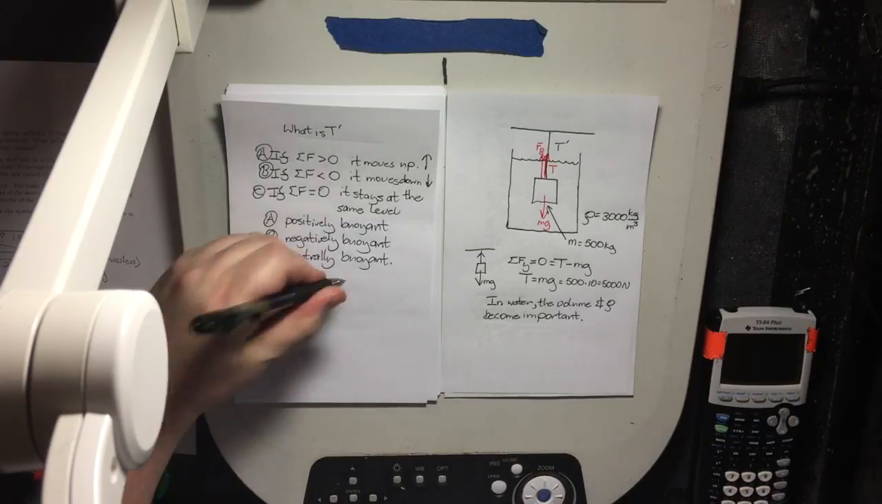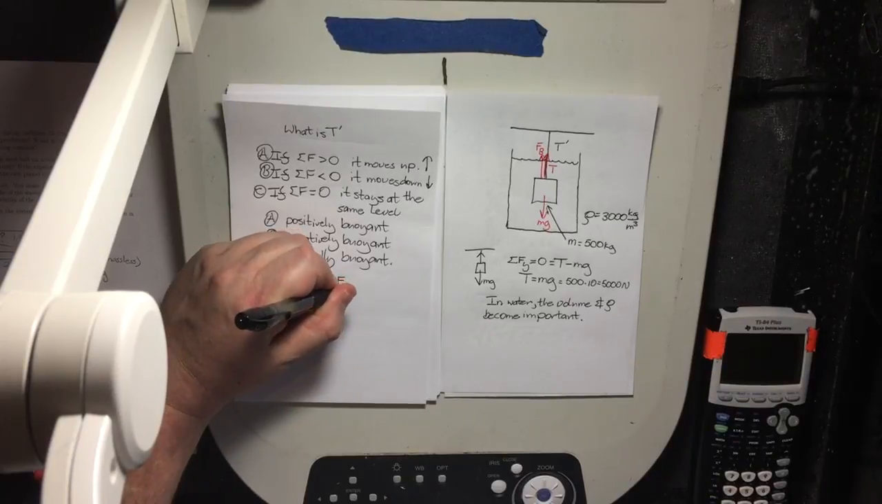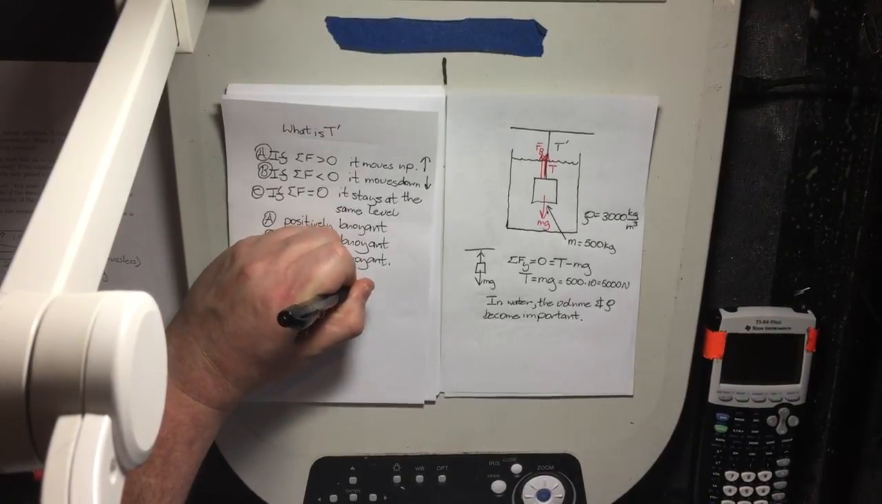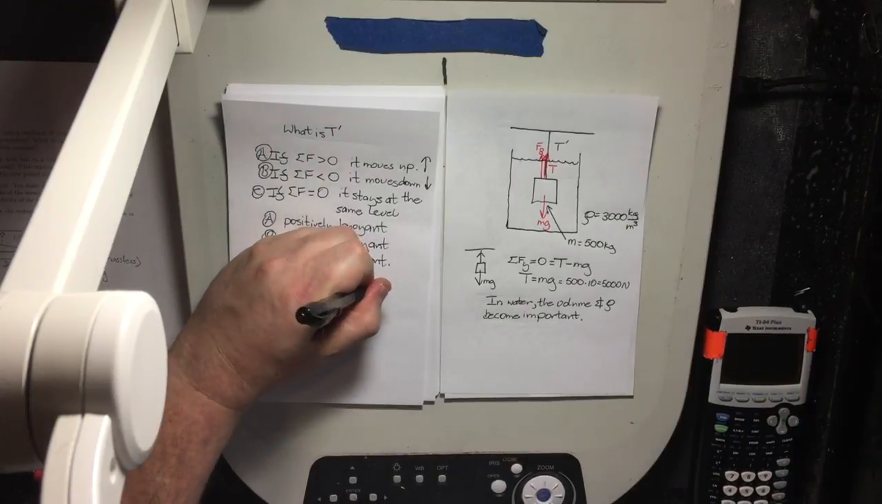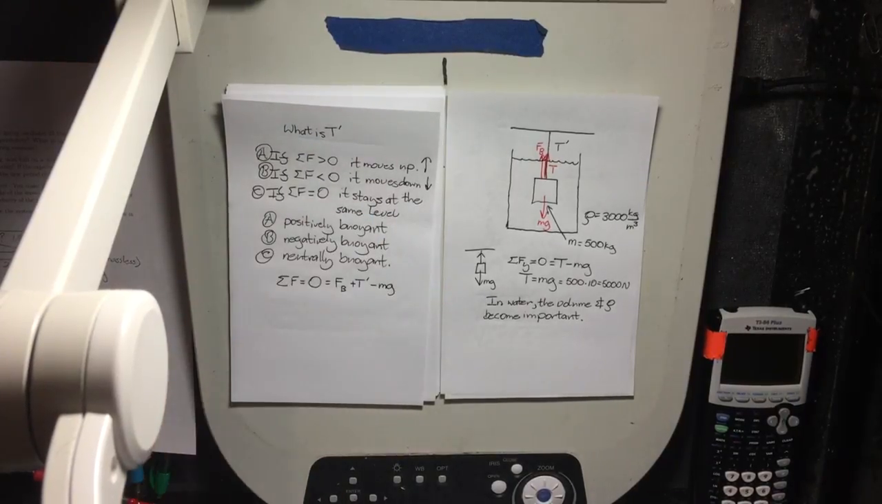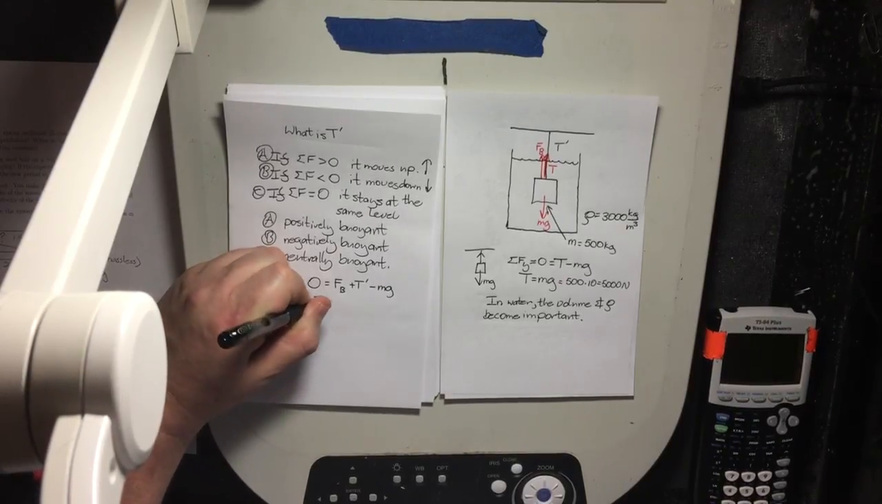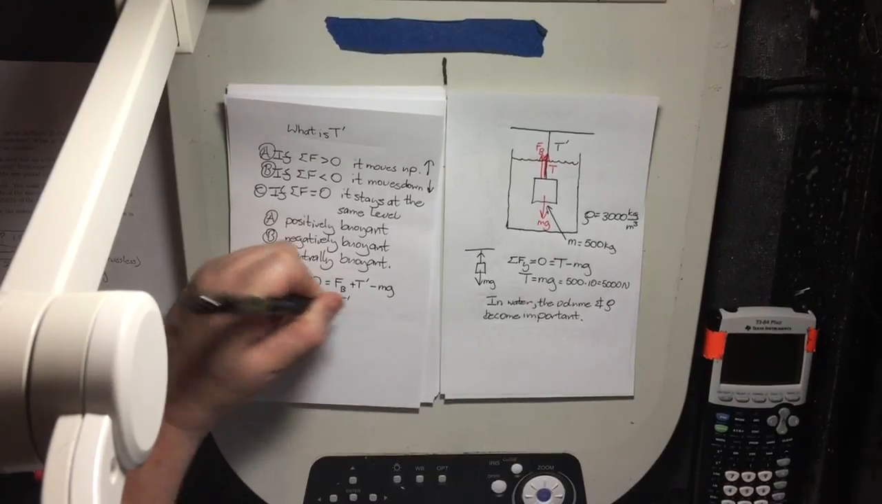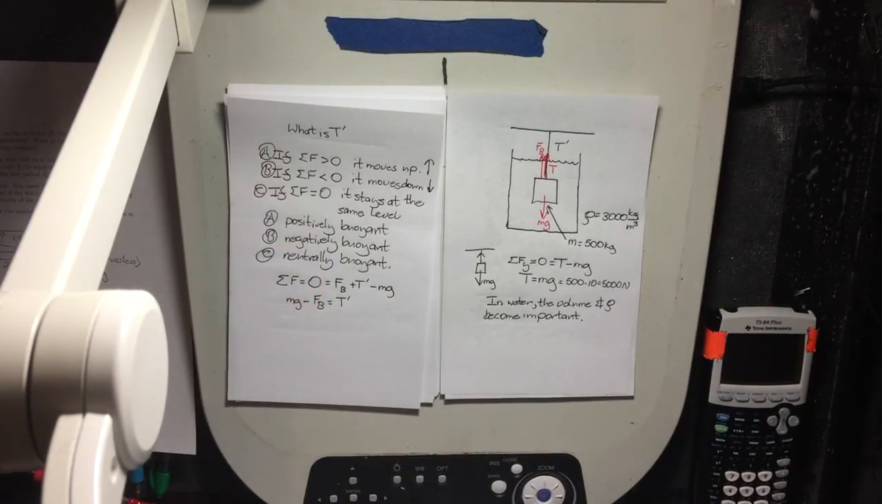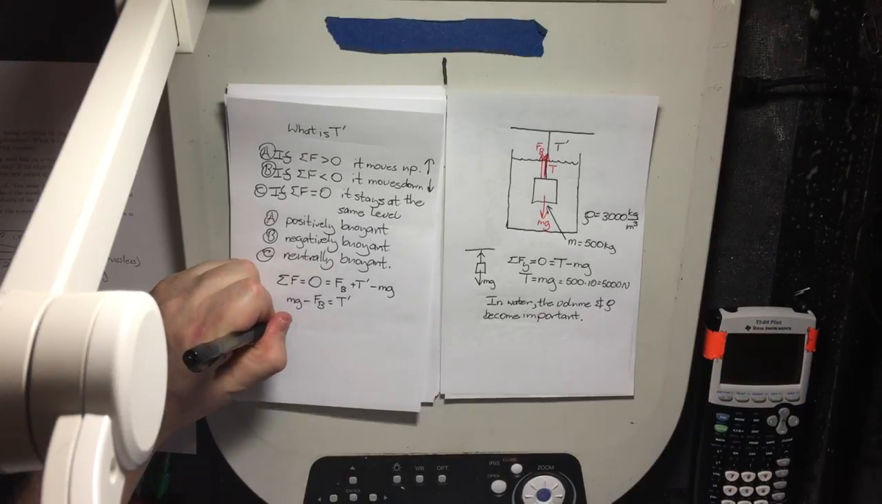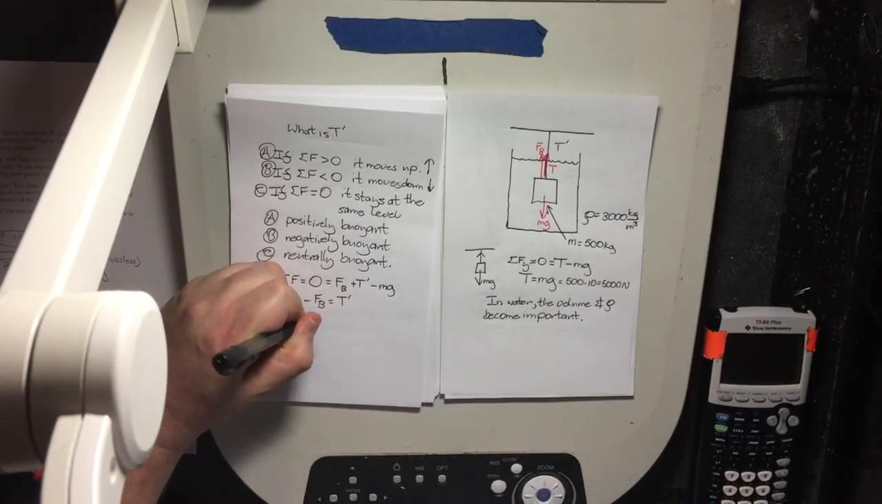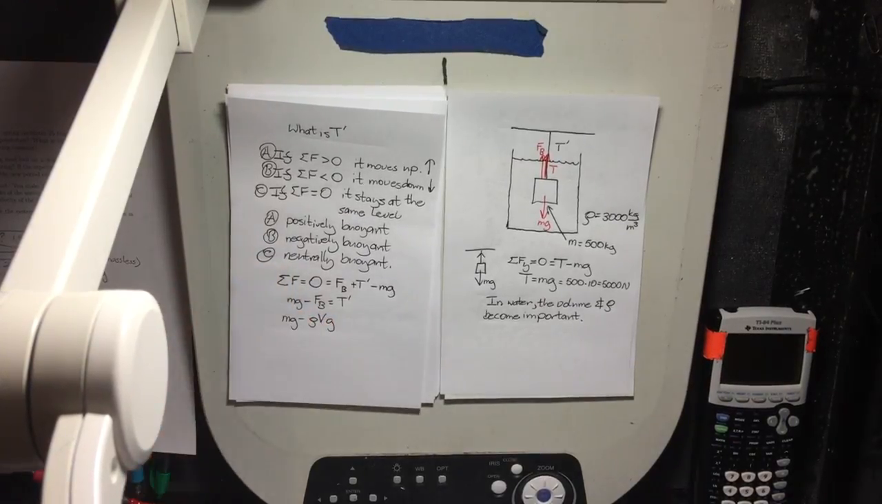What forces am I dealing with? Well, I've got the buoyant force, which is up. I've got the tension, which is up. And I've got the force of gravity, which is pulling down. So positive, positive, negative. I'm looking for T prime. So mg minus Fb is equal to T prime. Well, I've got m, that's 500. I'm on the planet Earth, that's 10. But buoyant force, rho V g.